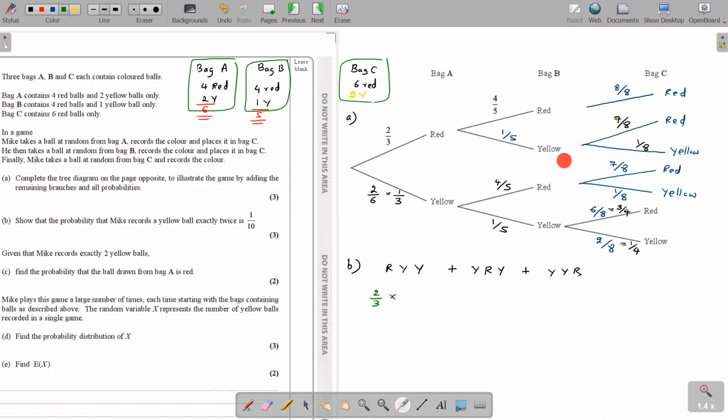Red, yellow, yellow is 2 over 3 into 1 over 5 into 1 over 8. Plus yellow, red, yellow: yellow is 1 over 3, red is 4 over 5, yellow is 1 over 8. Plus yellow, yellow, red: yellow is 1 over 3 into yellow is 1 over 5 into red is 3 over 4. Is that okay? So let's multiply, simplify, add everything and give me the answer. When you type it in the calculator, you must get 1 over 10.